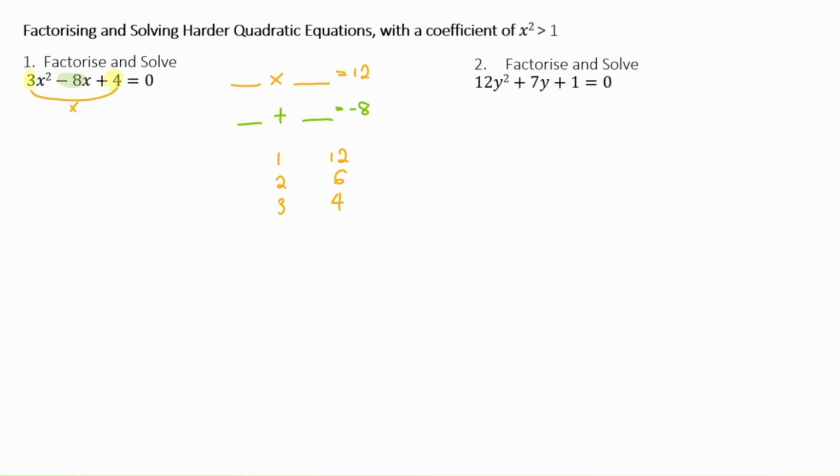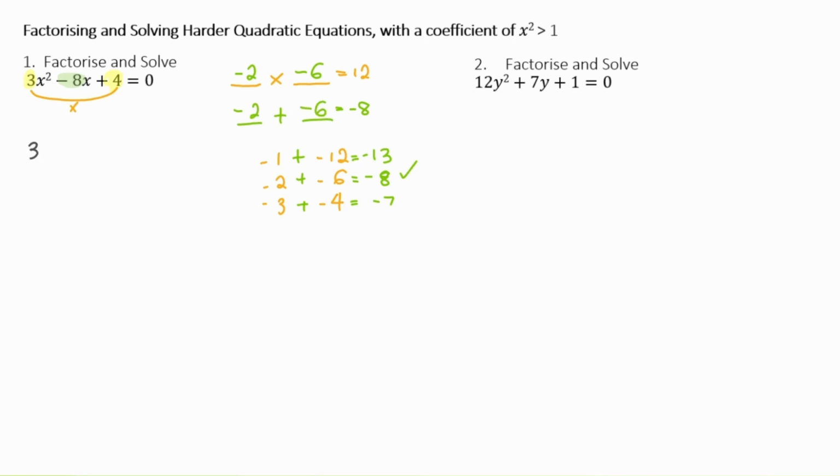Because we are multiplying to get a positive number, that means both the factors either have to be positive or negative. Because we are adding to get a negative number, that means both factors would have to be negative. So if we add all these numbers, we can see what gives us negative 8. Negative 1 and negative 12 add to give us negative 13. Negative 2 and negative 6 add to give us negative 8, and negative 3 and negative 4 add to give us negative 7. So the two factors that we'll be using are negative 2 and negative 6, which multiply to give us 12 and also add to give us negative 8.